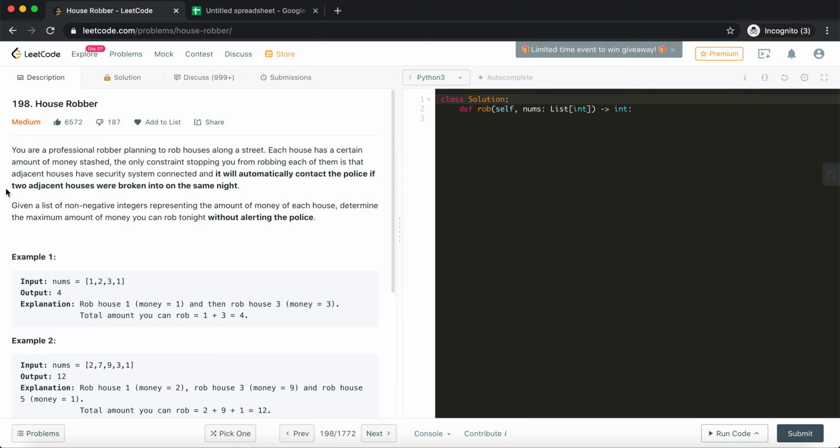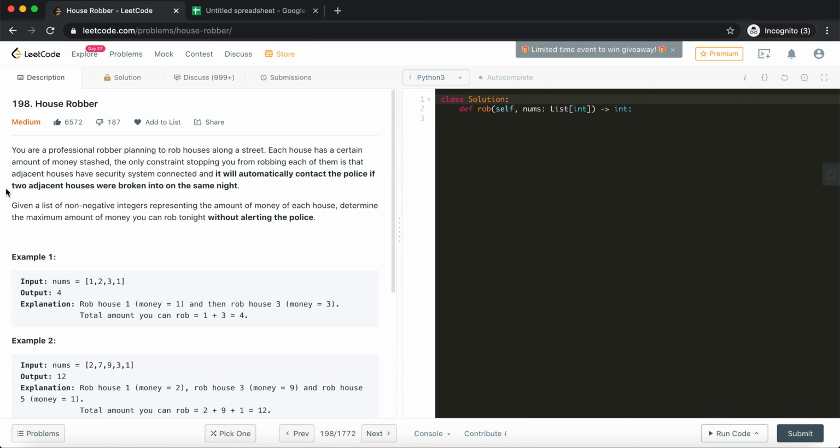You are a professional robber planning to rob houses along the street. Each house has a certain amount of money stashed in it. The only constraint stopping you from robbing each of them is that adjacent houses have a security system connected, so it will automatically contact the police if two adjacent houses are broken into on the same night. So that is a constraint we need to keep in mind: we are not to rob adjacent houses.